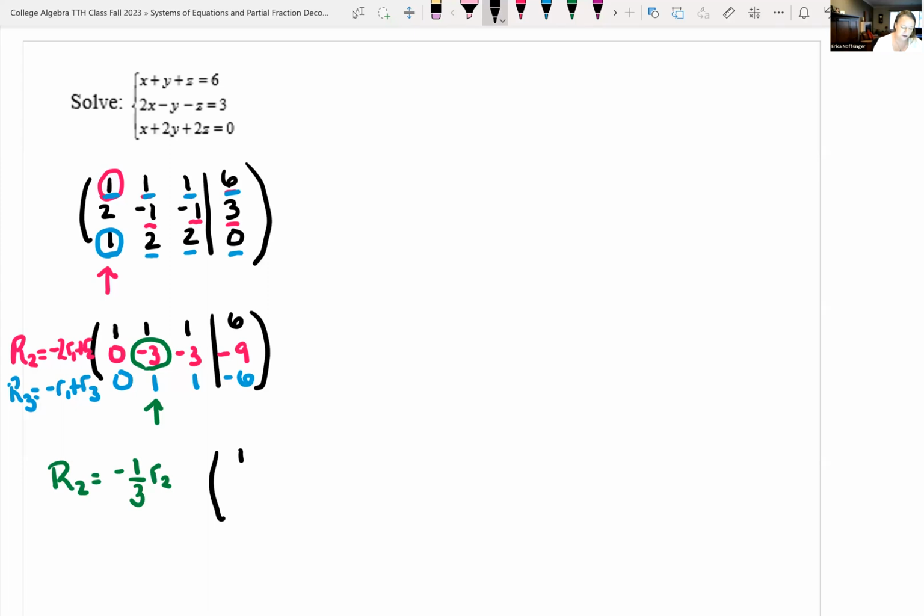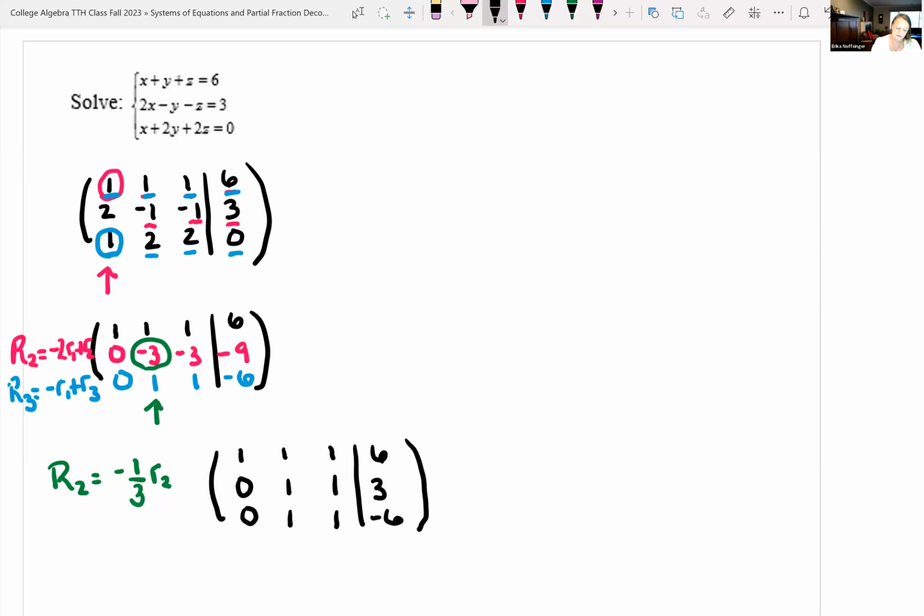So I have 1, 1, 1, 6. Negative 1/3 times 0 is 0. Negative 1/3 times negative 3 is 1. Negative 1/3 times negative 3 is 1. And negative 1/3 times negative 9 is positive 3. So notice that the row below is almost identical to that second row. We have 0, 1, 1, negative 6 for row 3.